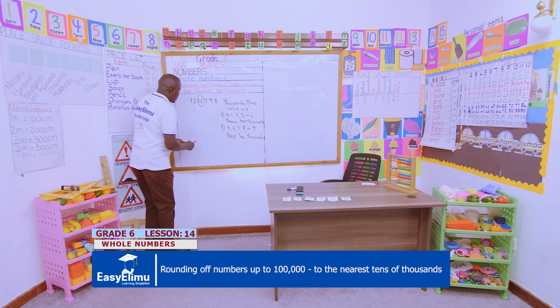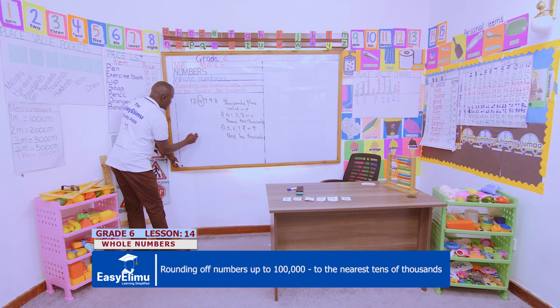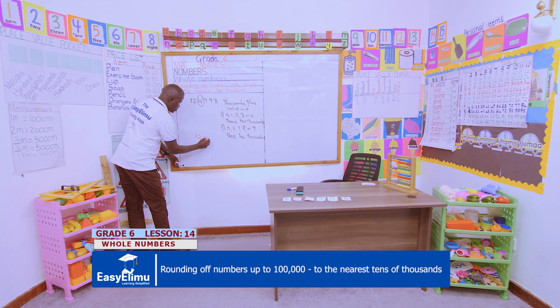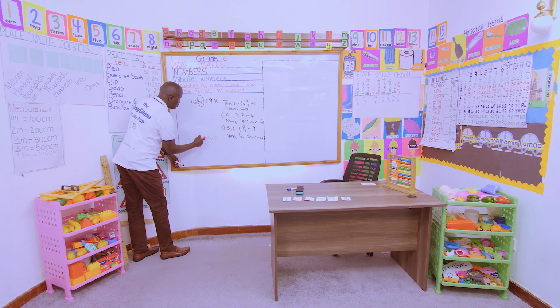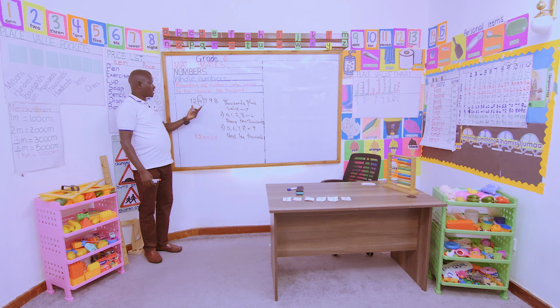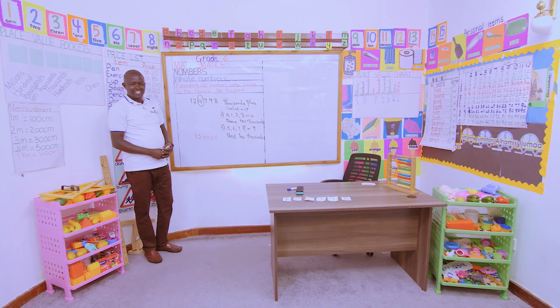So our number, when rounded off to the nearest 10,000, will be 1, 2, and then you fill the others with zeros. 1, 2, 3, 4. So it becomes 120,000. We have rounded off to the nearest tens of thousands.